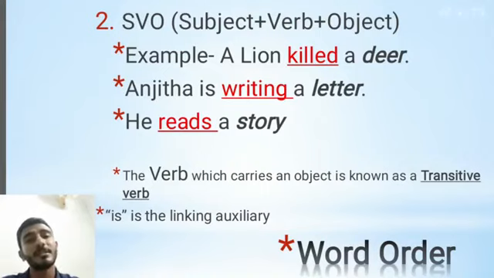The first example is this: a lion killed a deer. A lion is the subject, killed, which is in red color, is the verb, and a deer is the object. I'm not going to classify the second example. Instead, I'm going to give you a few seconds to find the classification by yourself.